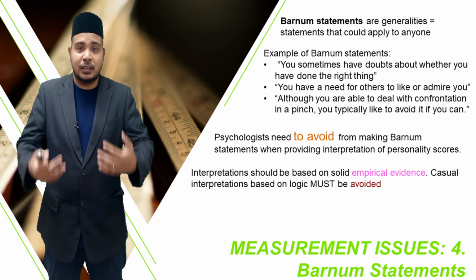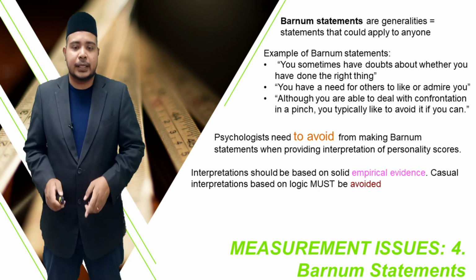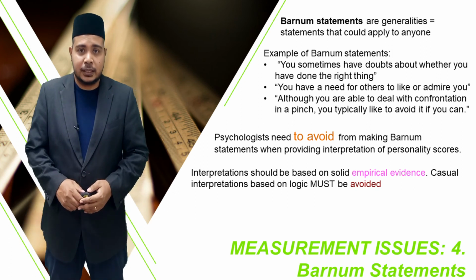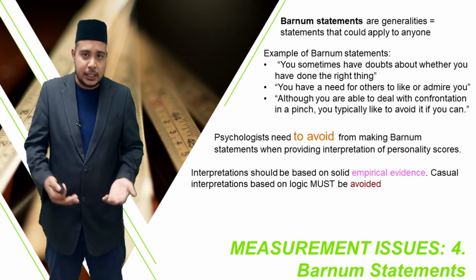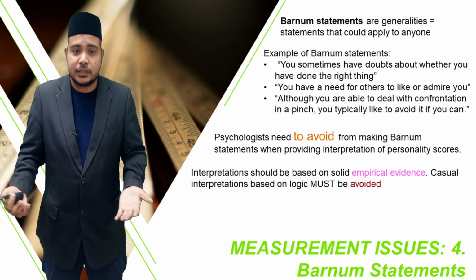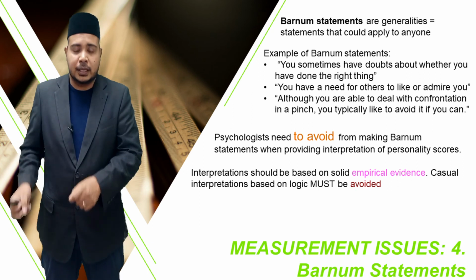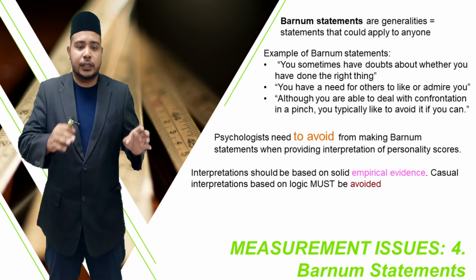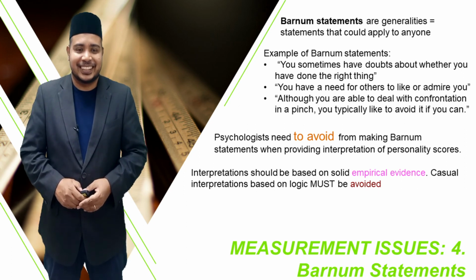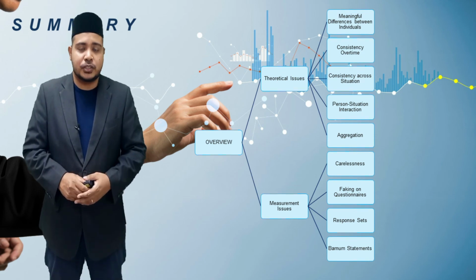Okay, psychologists need to avoid making Barnum statements when providing interpretation of personality scores. Usually our interpretation, the meanings of our personality trait scores, should be based on solid empirical evidence, based on research findings. Casual interpretation based on logic must be avoided. Okay, so I think that's all for the discussion on the theoretical issues and measurement issues.